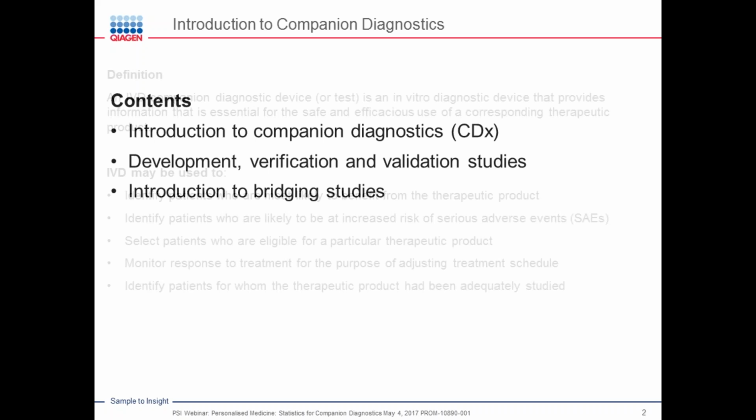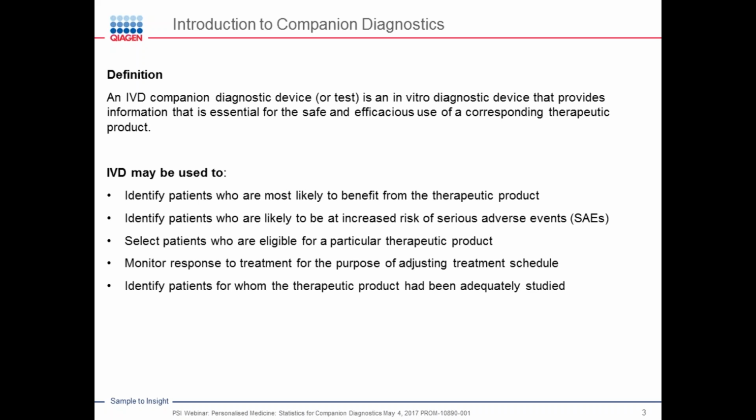So the definition and uses here are taken from the FDA guidance, and I guess many of you listening will be familiar with the definition. There are many potential uses of an IVD. The 4 PMA approvals that QIAGEN have gained with our partners so far were all in the third bullet there, selecting patients who are eligible for a particular therapeutic treatment.